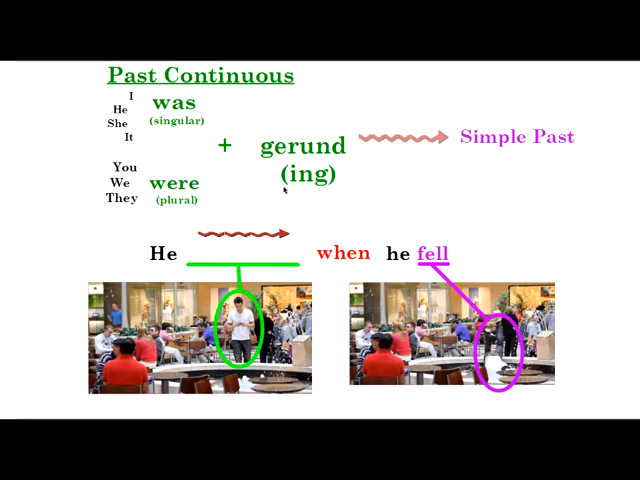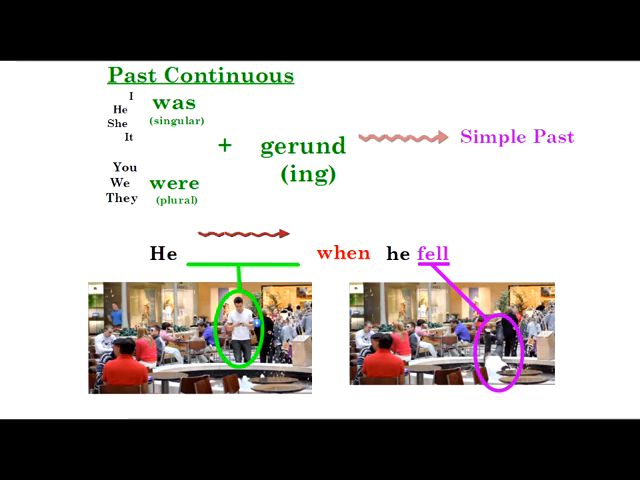Now, I usually use the past continuous to describe the first action that happened in a sequence of two actions in the past. So my past continuous is the first action that happened, and then I use the simple past to represent the second action that happened, or maybe the interruption of the past continuous.